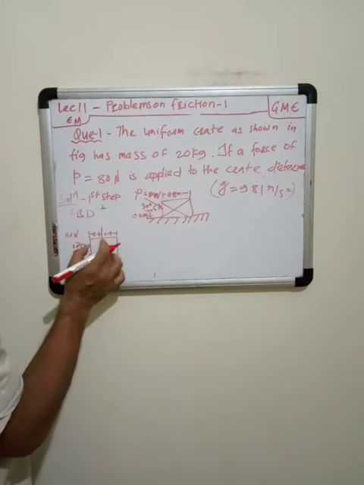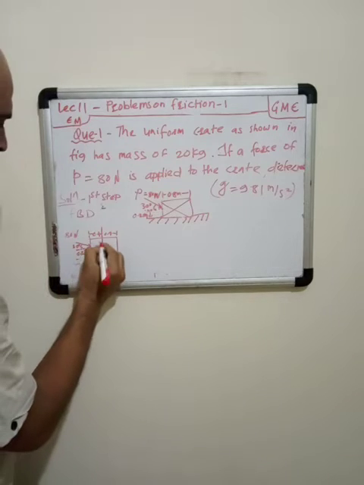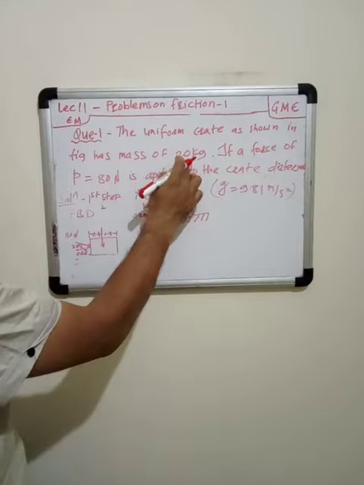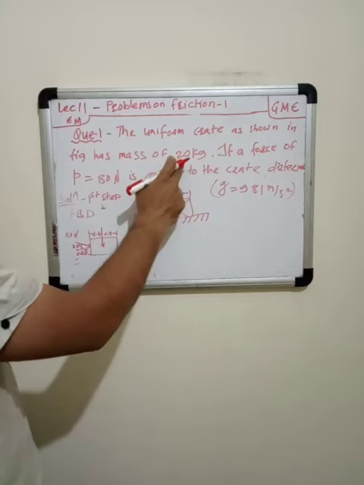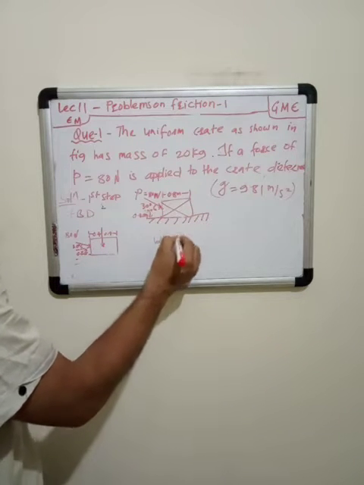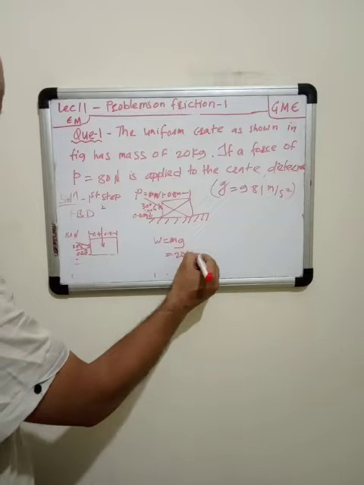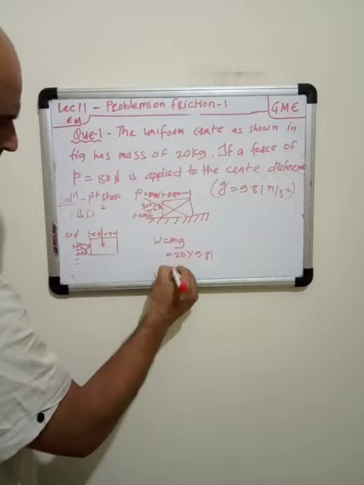Because this is 0.8 meter from center distance, this is 0.4, this is 0.4. The value of the weight is given in kg, and we have to convert it into Newton, okay? Weight is equal to mass into gravity, right? The mass they have given is 20 kg. We have to multiply it by 9.81 so that we will get the weight, right?